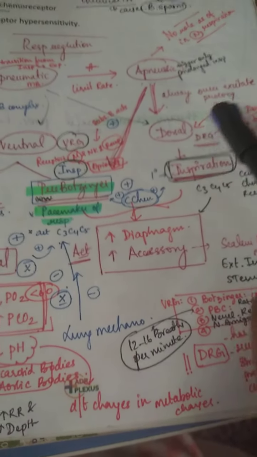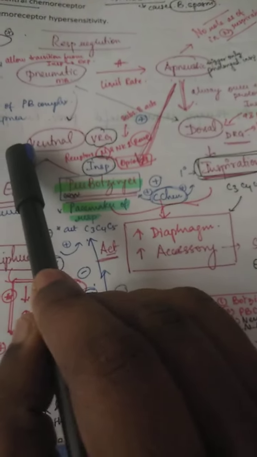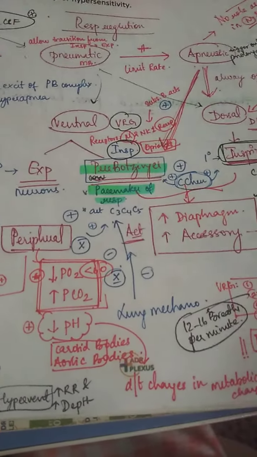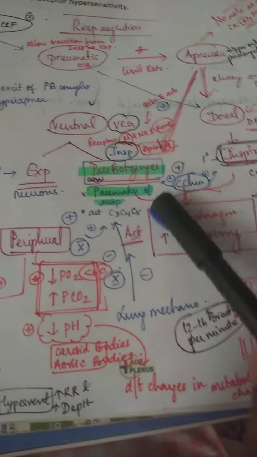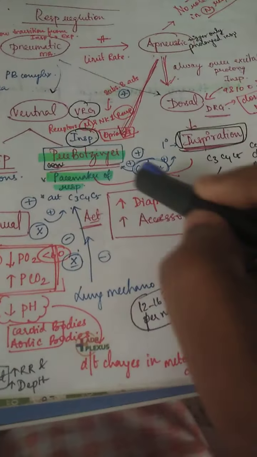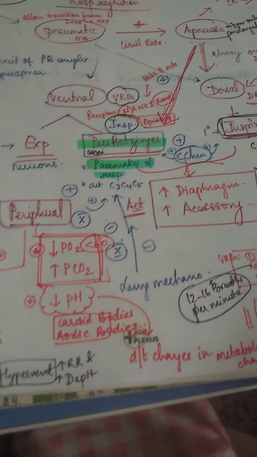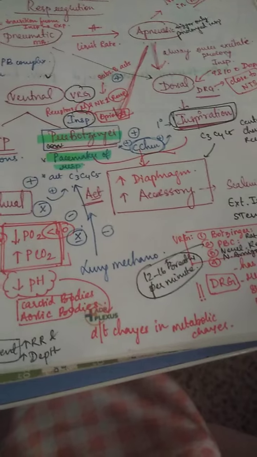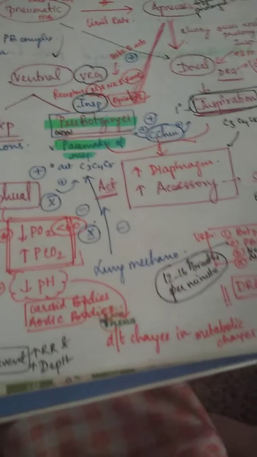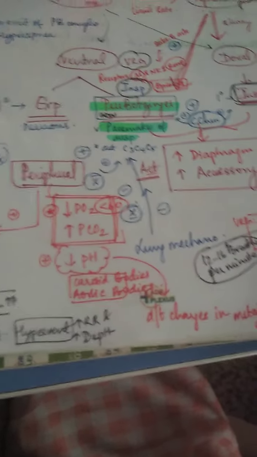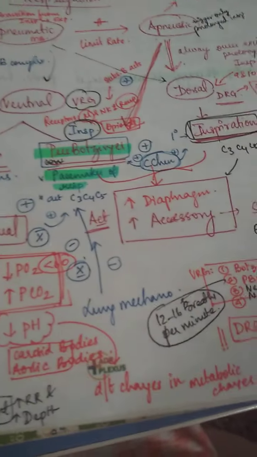Here, it's the same thing that I told you. The central chemoreceptors will activate the DRG, and the DRG will activate the VRG, and the VRG will activate the pre-Bötzinger complex, which is a pacemaker of respiration. So the frequency of inspiration increases, so the diaphragm and accessory muscles will start hyperactivating. So you will have hyperventilation, or you can also say there's an increase in respiratory rate or increase in depth. So this is in central chemoreceptors.